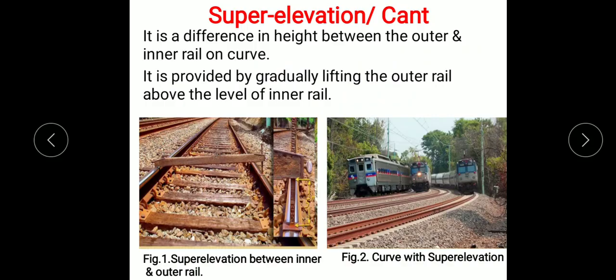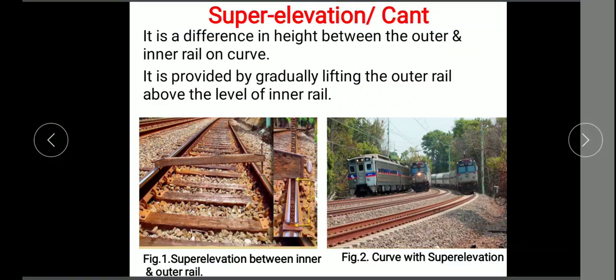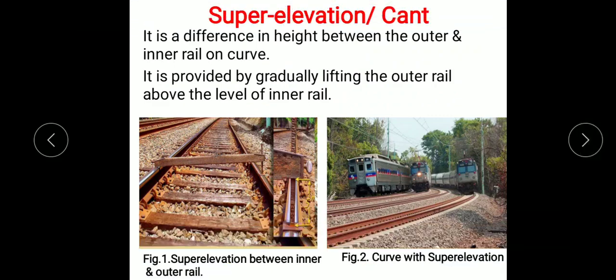This super elevation is also known as cant, and it is the difference in height between the outer and inner rail on a curve, and it is generally provided by gradually lifting the outer rail above the level of the inner rail. Here figure 1 shows super elevation between inner rail and outer rail. Here you can see this is an inner rail and this is an outer rail. You can see the difference in level between these two rails as shown in the figure.